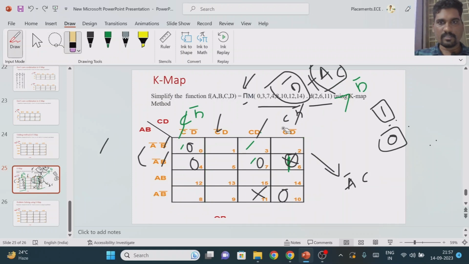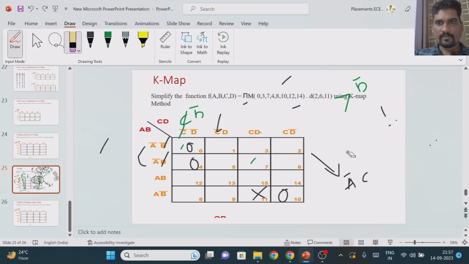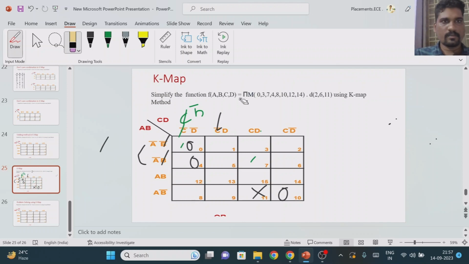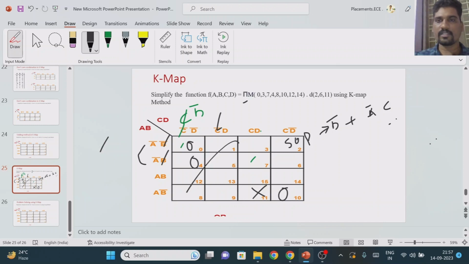First let me erase. So what is the answer we got? D bar plus A bar C, right? Just a second. D bar plus A bar C is the answer. Now what type of function is it, SOP or POS? SOP function. Whatever output we have obtained for this function is in terms of the SOP. Now how to convert it to the POS function, guys? Because the given question is in terms of the POS, but we don't know how to convert directly to POS.